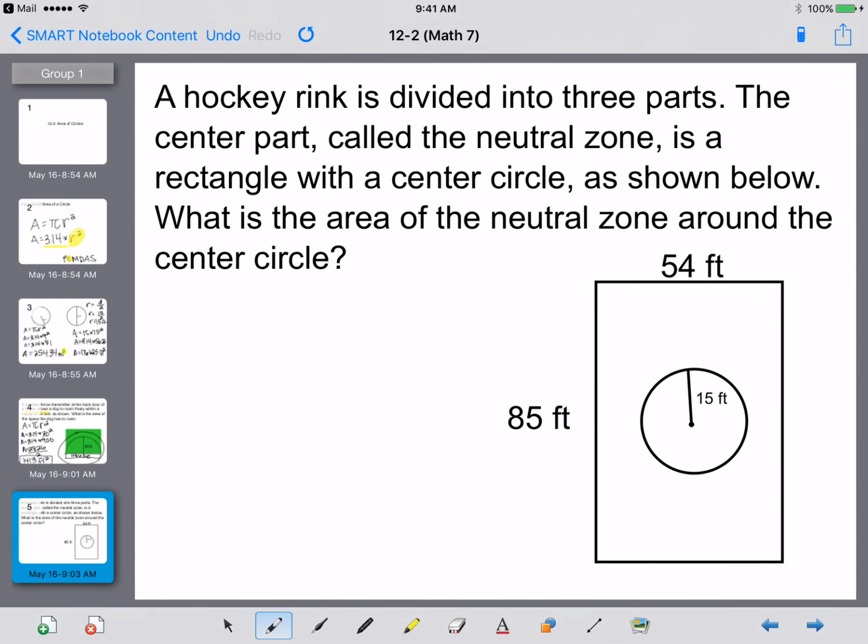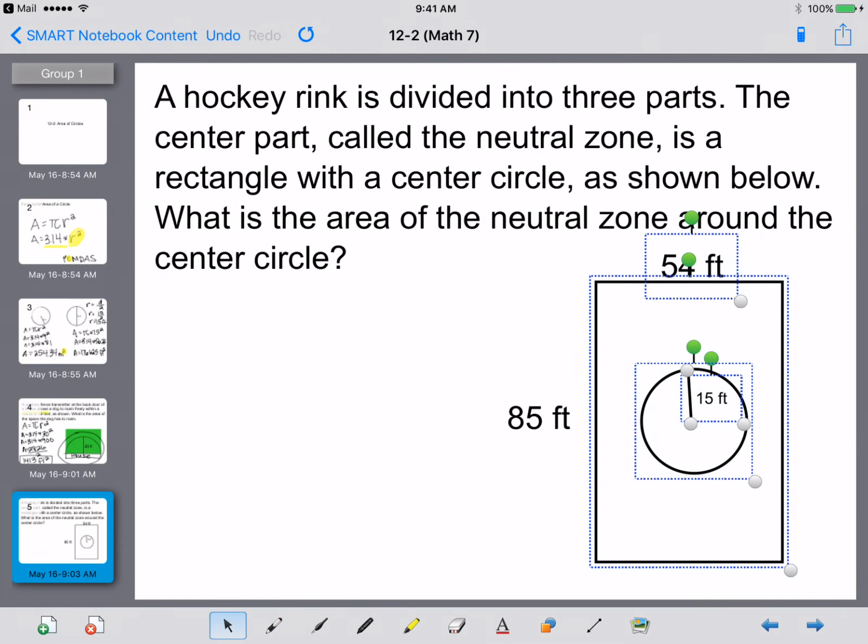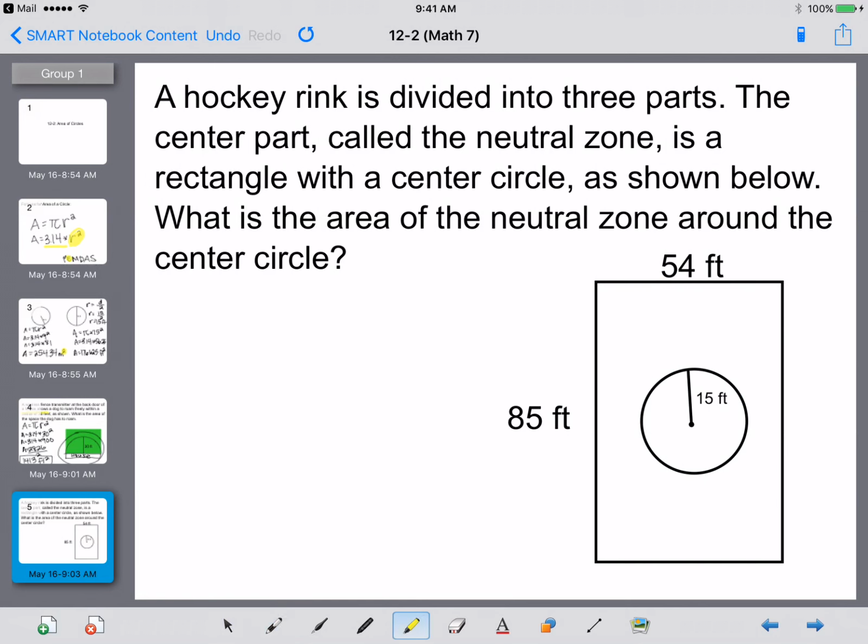Here we have a hockey rink. It's divided into 3 parts. The center part, called the neutral zone, is a rectangle with a center circle, shown here in this little graph for you. We want to know what the area of the neutral zone around the center circle is. So that would mean it wants us to figure out this area.